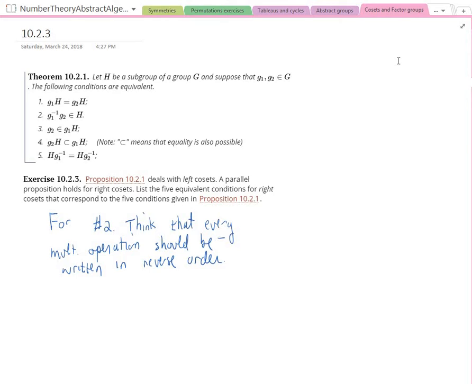Some of them are pretty easy. I think the hard one may be number 2. But for number 2, you need to think that every multiplication operation should be written in reverse order. So you have a multiplication operation there, and if you're replacing left cosets with right cosets, you're basically exchanging left multiplication with right multiplication. So anytime you see a multiplication operation, you should reverse the order of the operands. Right? So that may help you figure out how to do part 2 here and find the equivalent condition for right cosets.